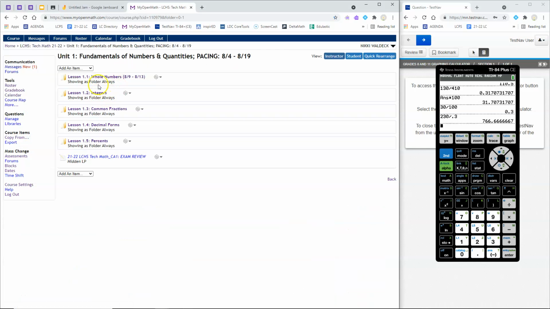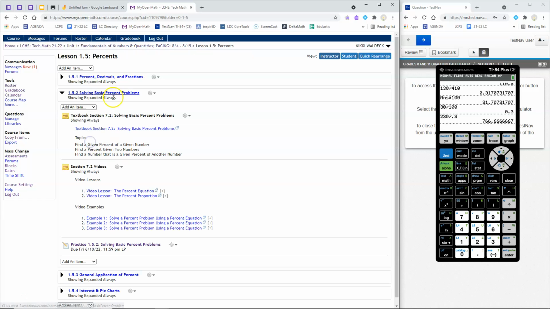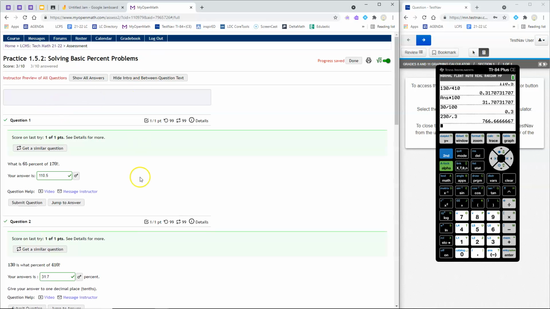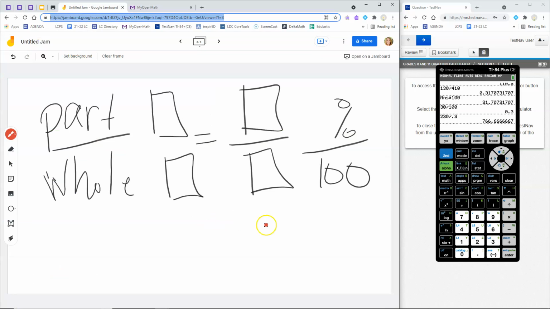Unit 1, Lesson 1.5. We are looking at practice 1.52, solving basic percent problems. I went through some of them with you in classroom, in the Google meeting. Let me show you this real quick. So the formula that we use basically works like this.